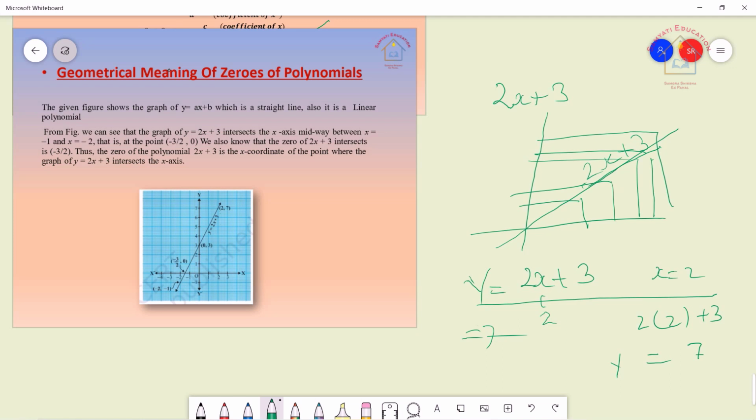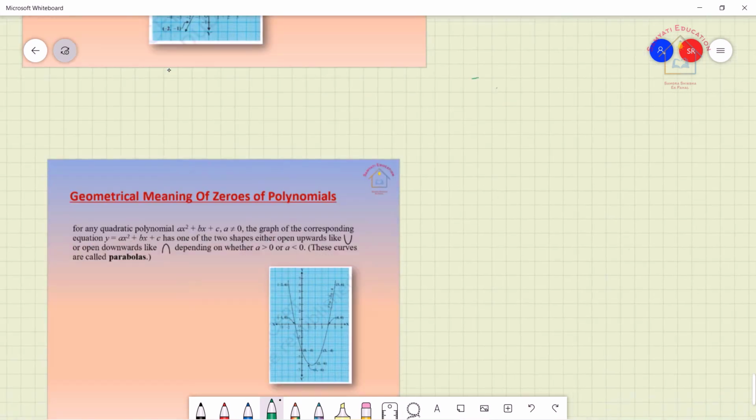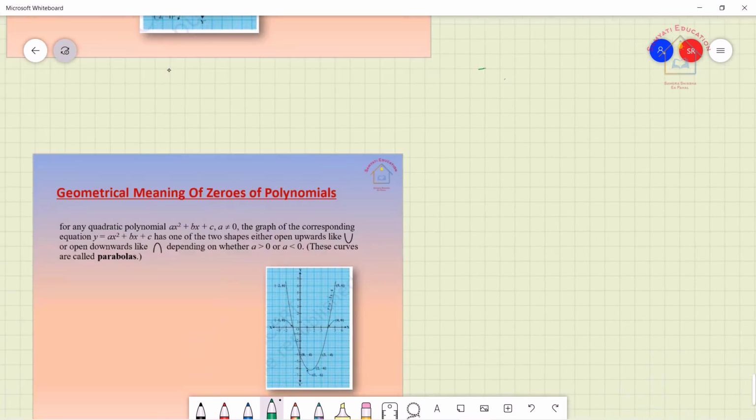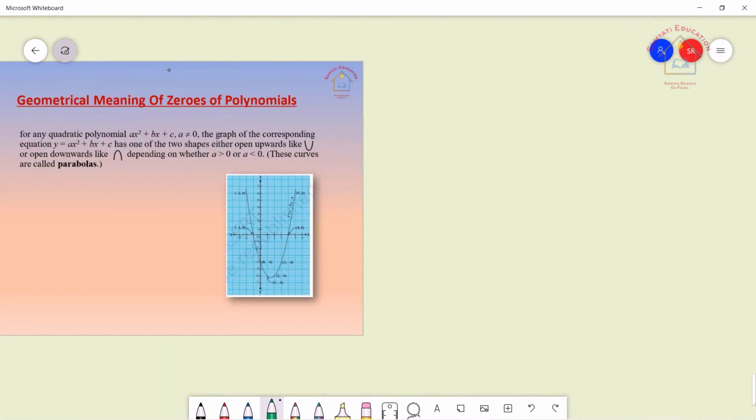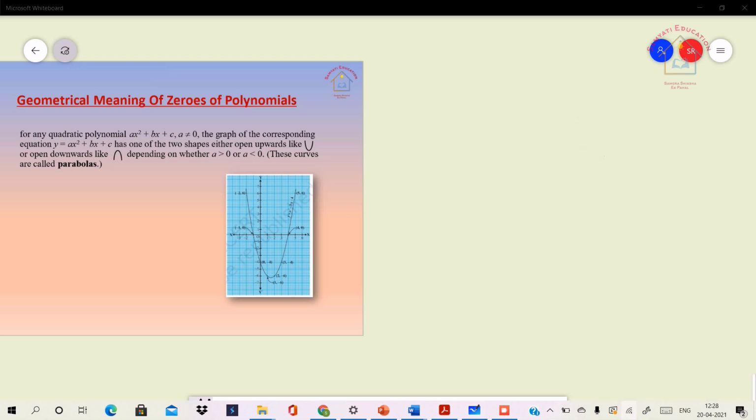So we can say that any linear polynomial will show a line on a graph. Geometrically it will be a line. So if we talk about linear polynomials, the geometry is a line. And what will happen if we talk about quadratic polynomials?